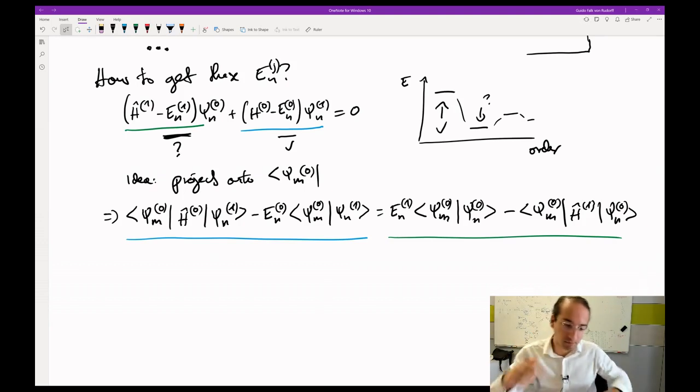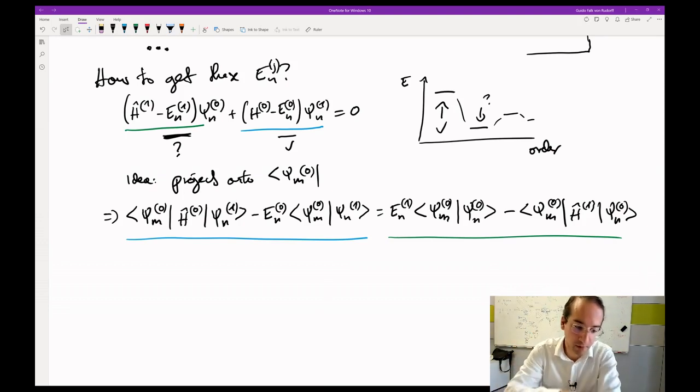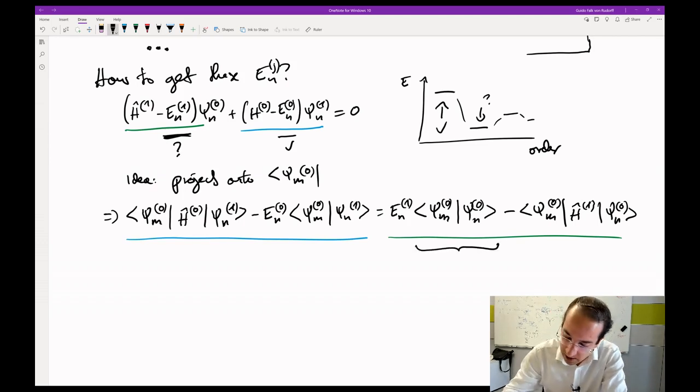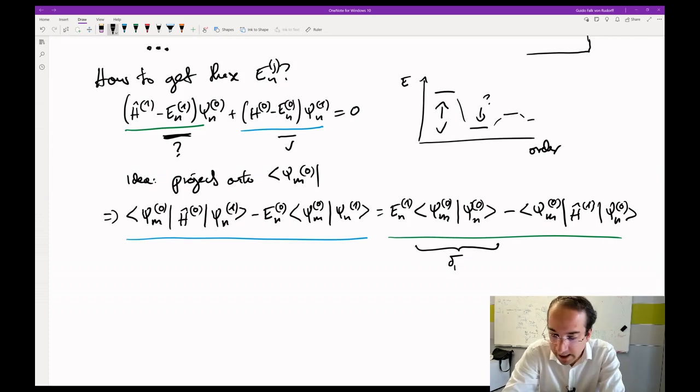Now, here we know something about individual terms. For example, we know that this part over here needs to be the Kronecker delta nm. If n and m are the same, then this is 1, and if n and m are different, then this needs to be 0.